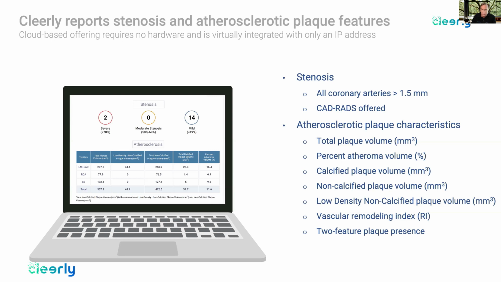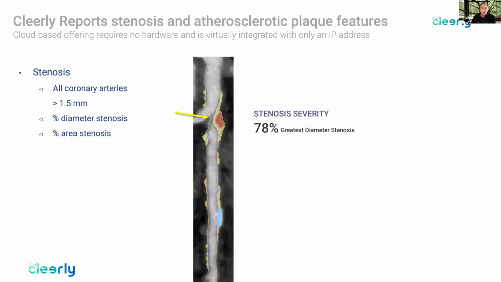We report stenosis of all coronary arteries greater than 1.5 millimeters. We have a CAD-RAD solution for those also. And then we also look at all of the atherosclerotic plaque characteristics. That is the total plaque volume, as well as the percent atheroma volume, the amount of calcified, non-calcified, and low-density plaque, as well as remodeling index, and the presence of two-feature plaques.